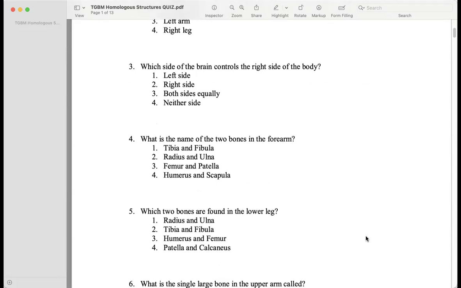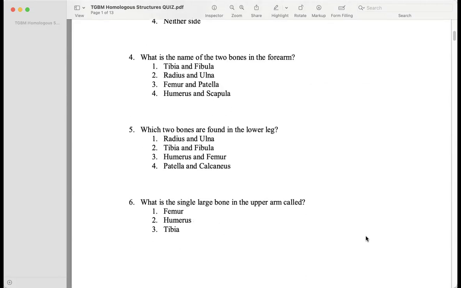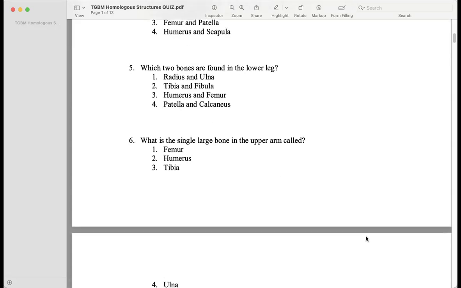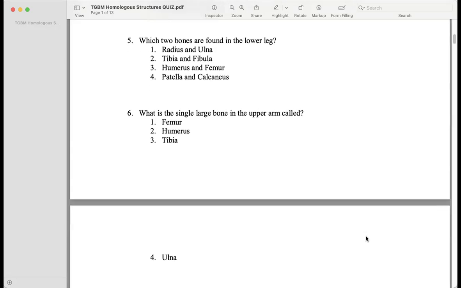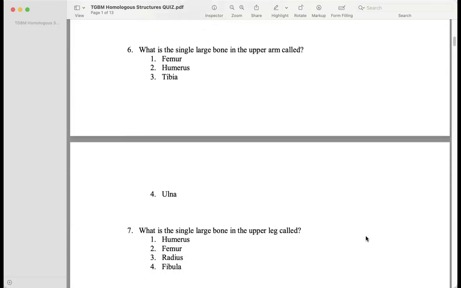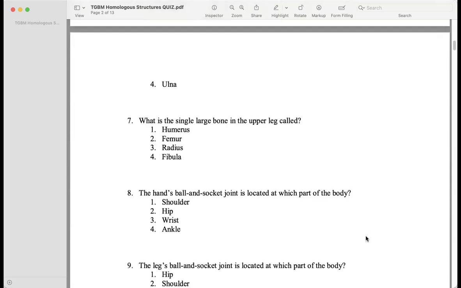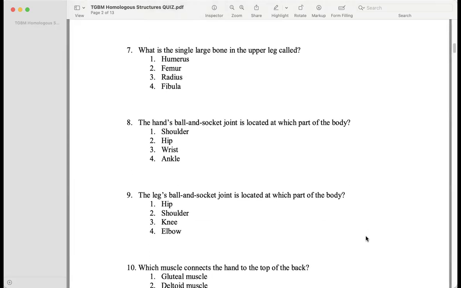Which side of the brain controls the right side of the body? Left side. What is the name of the two bones in the forearm? Radius and ulna. Which two bones are found in the lower leg? Tibia and fibula. What is the single large bone in the upper arm called? Humerus.